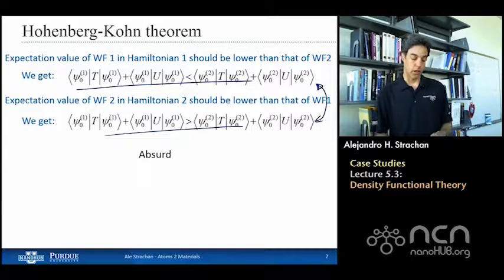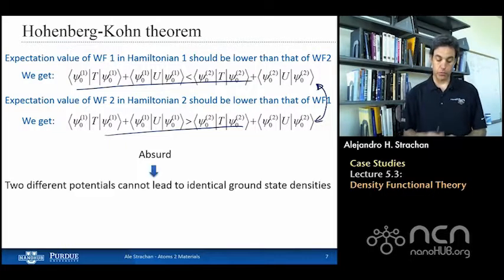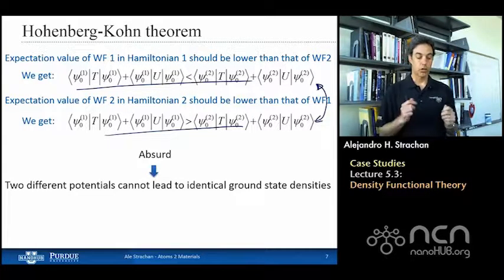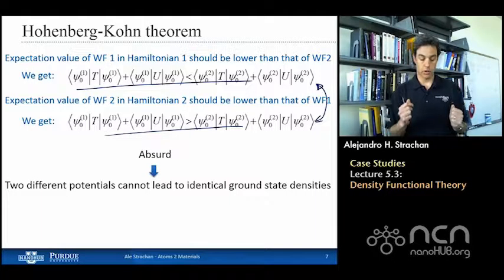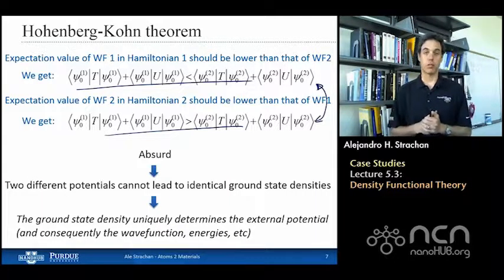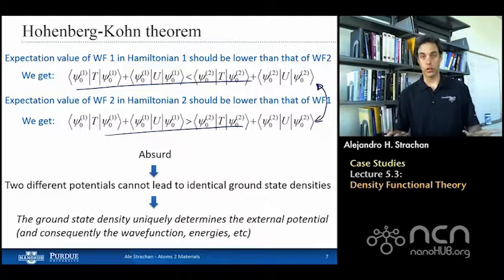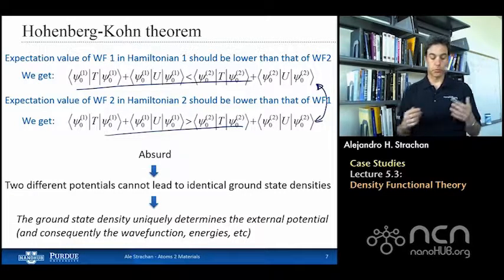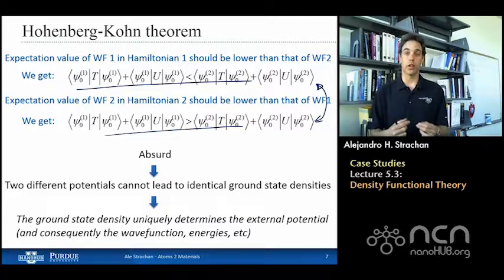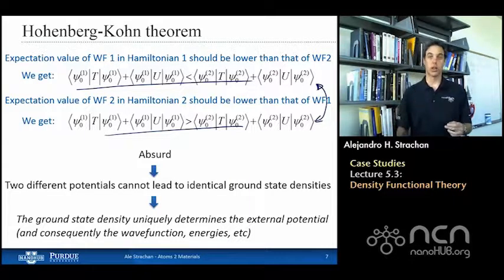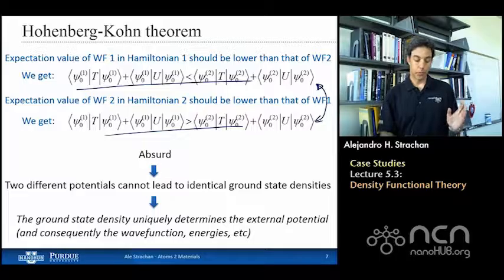So I arrive at an absurd proposition. That means that two different potentials cannot lead to the same density, and that means that the theorem is proven. The ground state electron density uniquely determines the potential. So that's the Hohenberg-Kohn theorem.